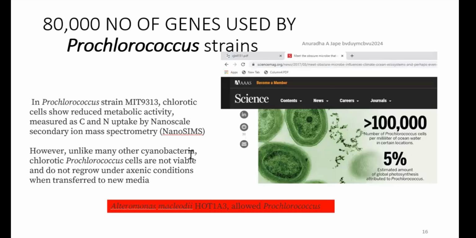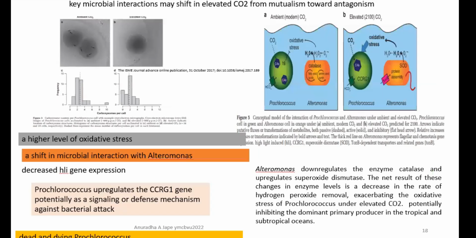When it comes to the survival of this organism, they are chlorotic species, they have chlorophyll, so carbon dioxide is an essential component for their growth, right? And another thing is axenic conditions, right? So they do not regrow under axenic conditions when they are transferred to new media. So these are the two important points when it comes to discussion about Prochlorococcus. Now let's see what this Prochlorococcus is, and why it is not growing in the laboratory.